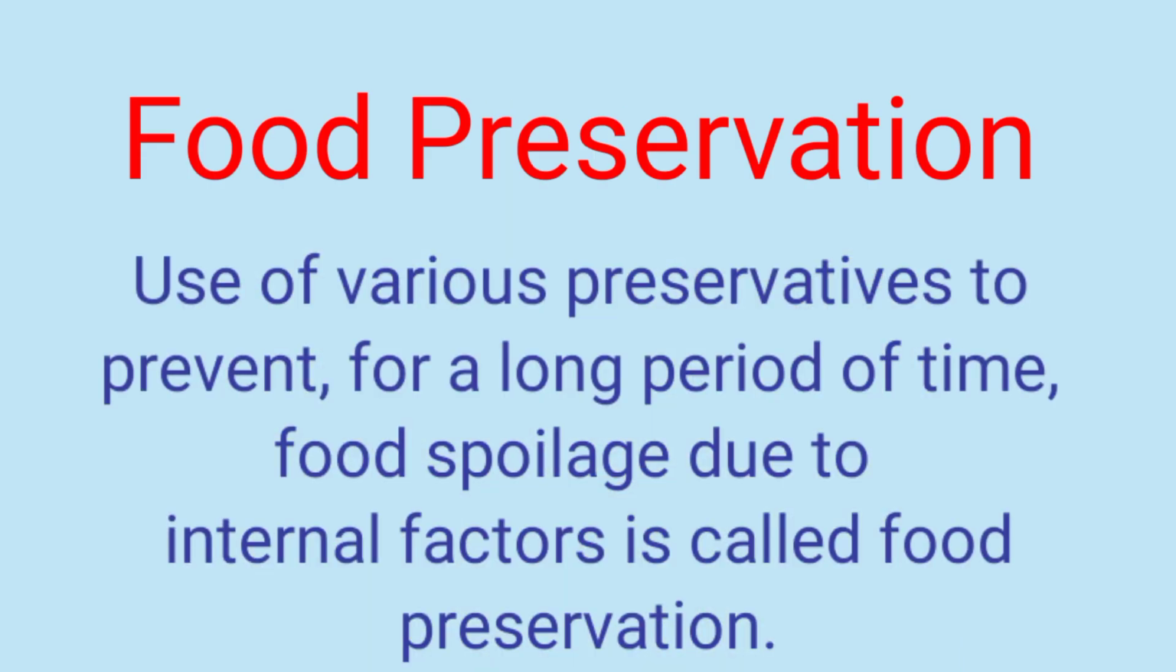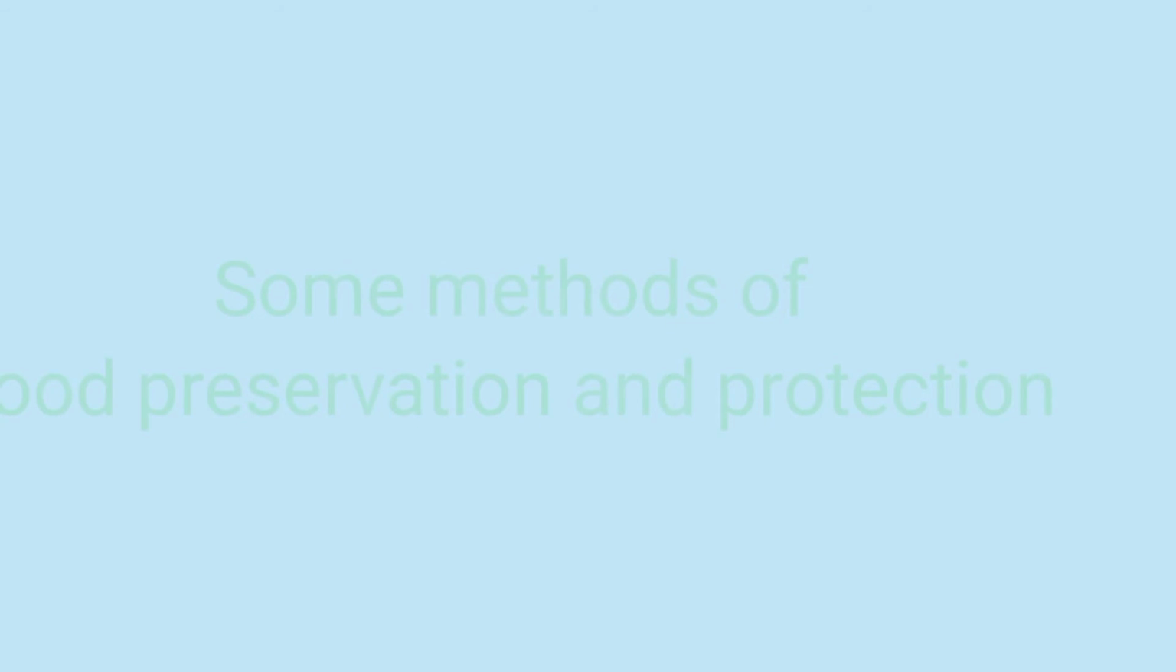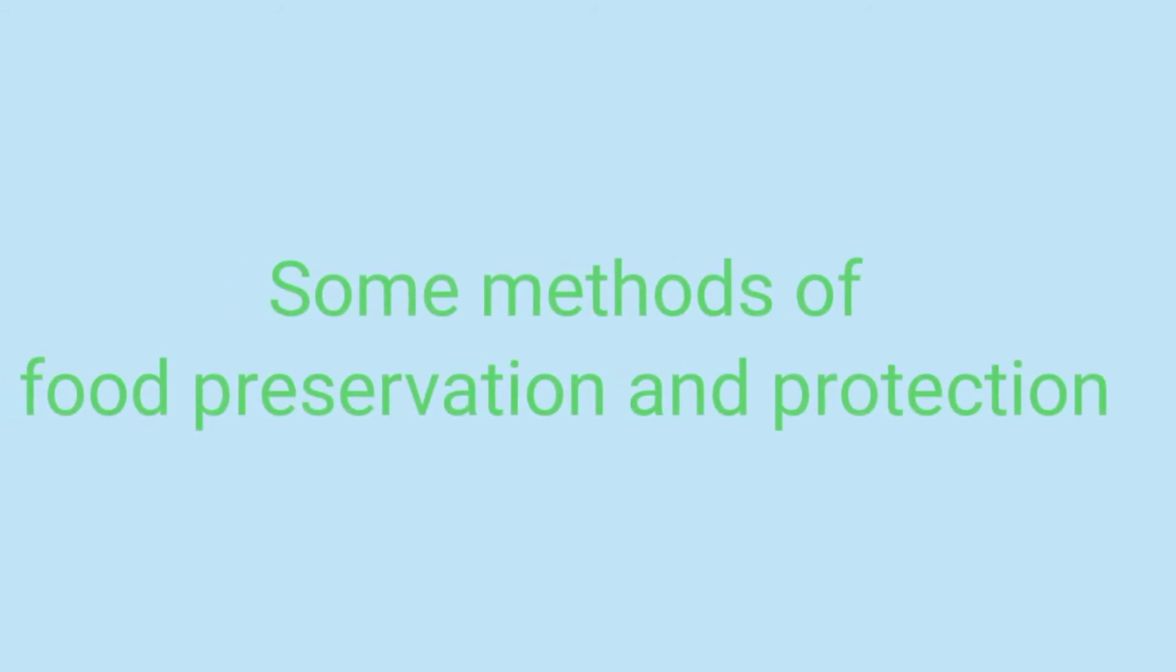Now next is food preservation, means how to keep the food for a long time as it is. The use of various preservatives to prevent food spoilage due to internal factors for a long period of time is called food preservation. Means we use different types of preservatives like salt, sugar, vinegar, citric acid. These are examples of the various preservatives which we use at home to preserve the food. So we can keep the food as it is for a long time using these preservatives. Now let's see some important methods of food preservation and food protection.